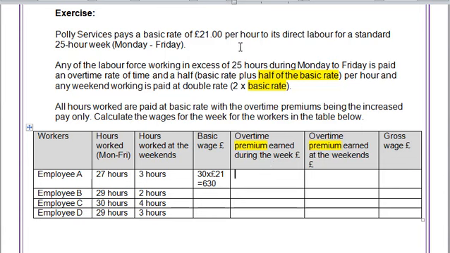Then we know they are contracted to work 25 hours Monday to Friday. This person worked 27. So the 2 hours extra will be paid at half the basic rate, which will be £10.50, half of £21.